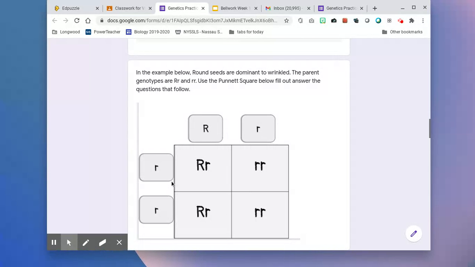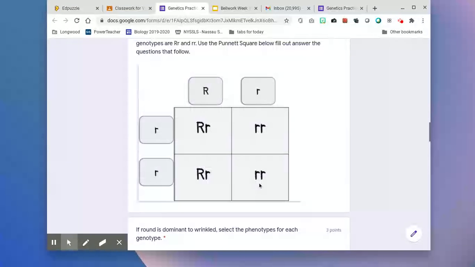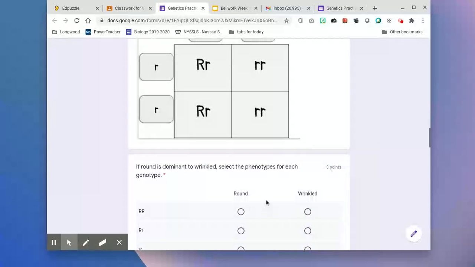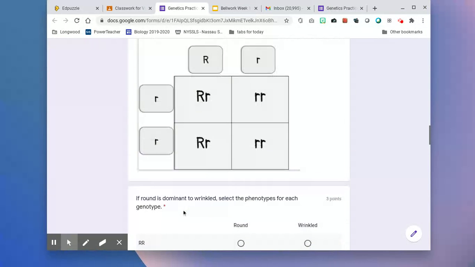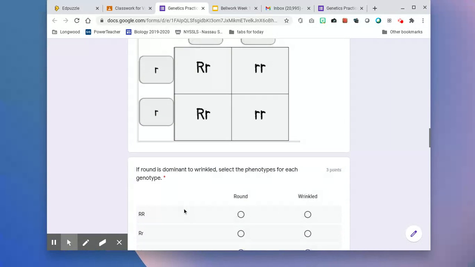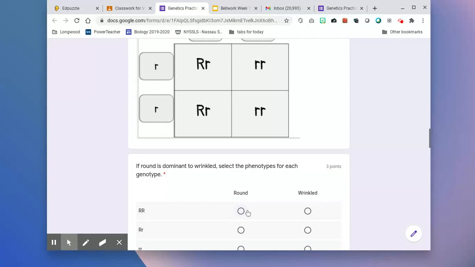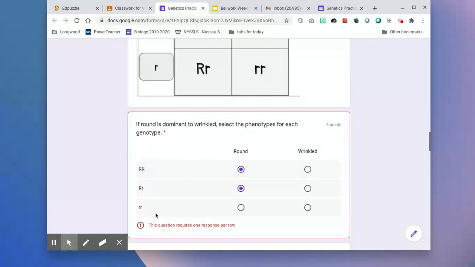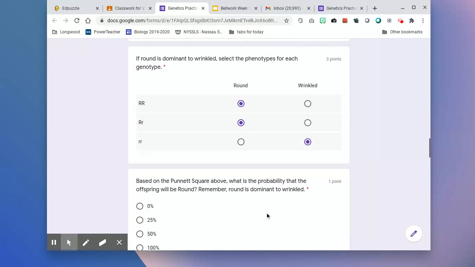Here are our parents crossed. Here are our possible offspring, each box representing 25%. So it says if round is dominant to wrinkled, select the phenotypes for each genotype. So capital R, we all know, is going to be round. A hybrid is going to be round, and this one is going to be wrinkled.